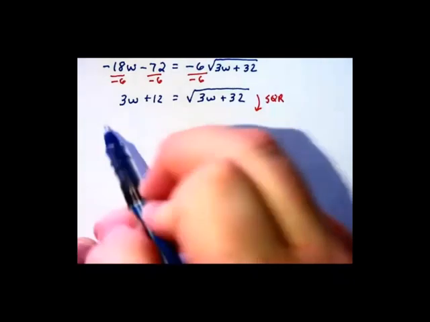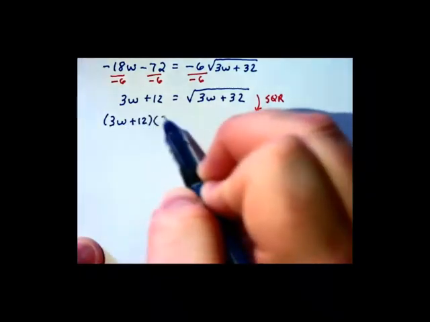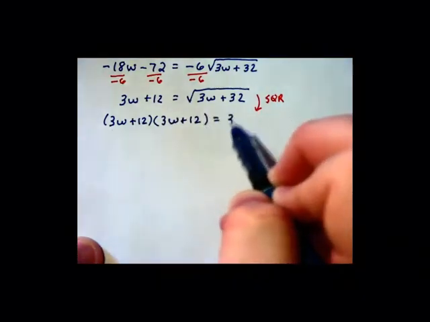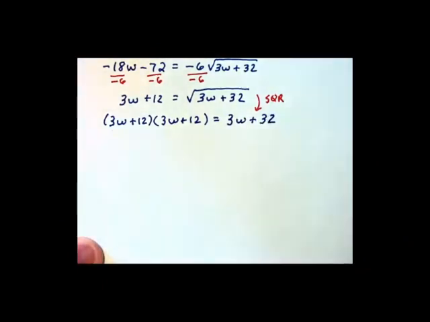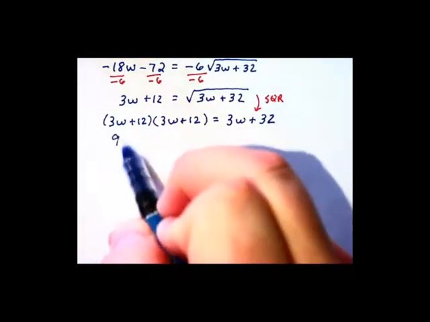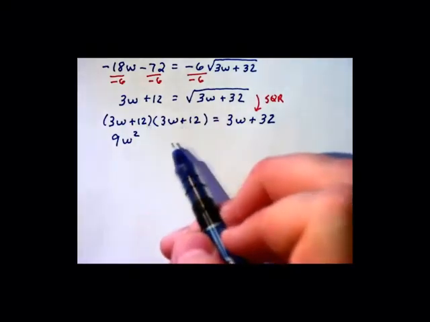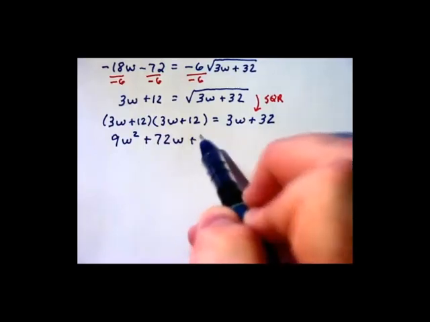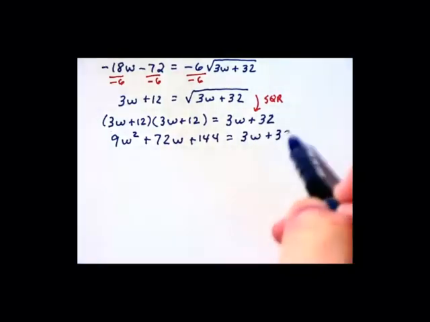The left side is a FOIL problem this time. 3w plus 12 times 3w plus 12, and on the right that is going to just equal 3w plus 32 as the radical gets squared away. Okay, doing the FOIL problem, we're going to have 9w squared plus 36 and plus 36 are going to make a plus 72w plus 144 equals the 3w plus 32.